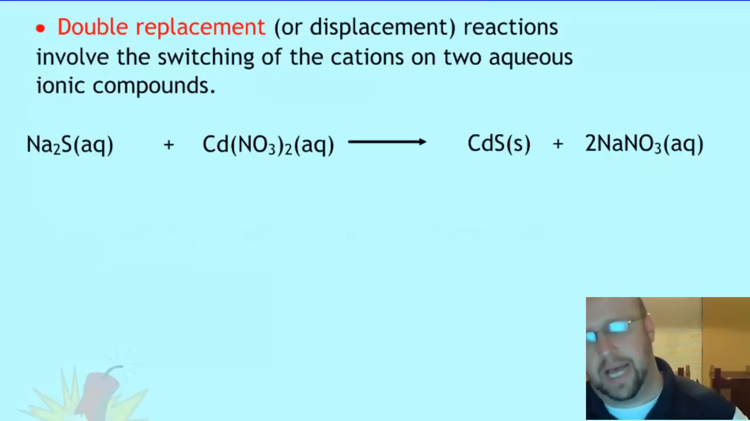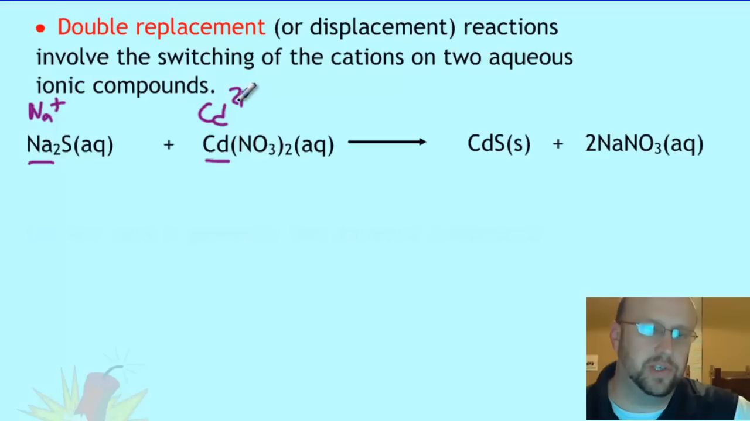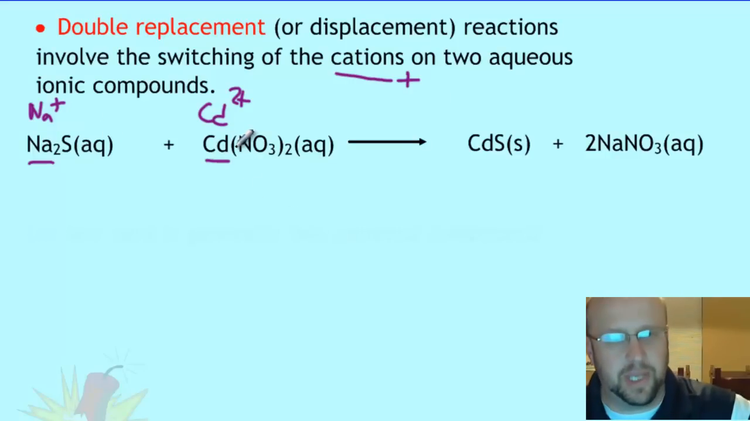Okay, so the last type of reaction that we have to worry about is called double replacement or double displacement reactions. Now, in a single replacement you have a single element by itself switching. What happens in a double replacement is that you have two elements, particularly two cations. If we broke these compounds up, this would form sodium plus and cadmium 2 plus. So those are the two cations. Remember that cations are things that have a positive charge.